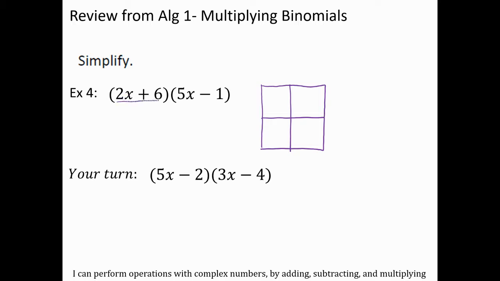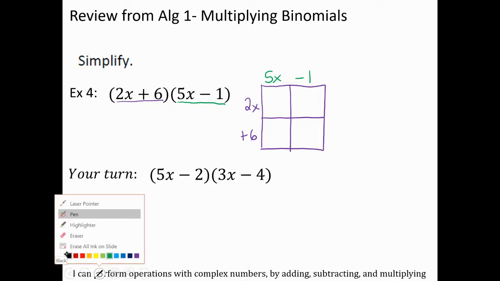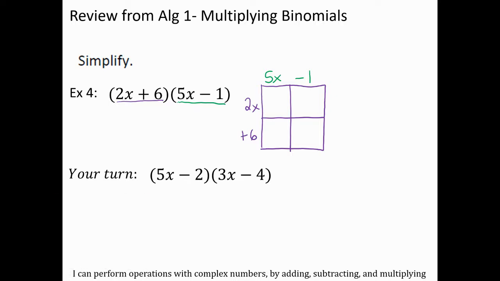So make sure you put them on the same side. So I'm going to put 2x here, and then I'm going to put plus 6 here. And then over on this one, we're going to put the 5x on top and the minus 1. So whatever, if it's in the same parentheses, it better be on the same side. But you could switch those if you wanted. And then just like if we were finding the area, you do length times width. So we would multiply these things together.